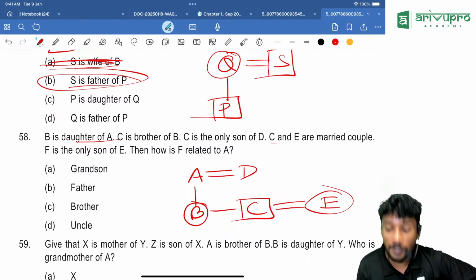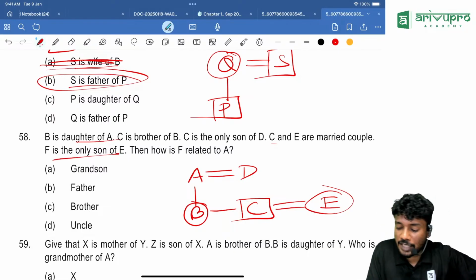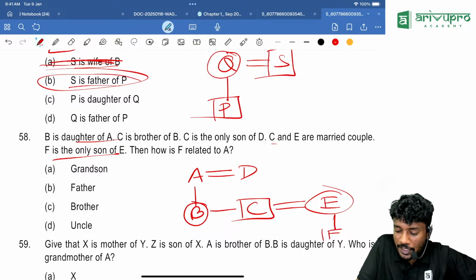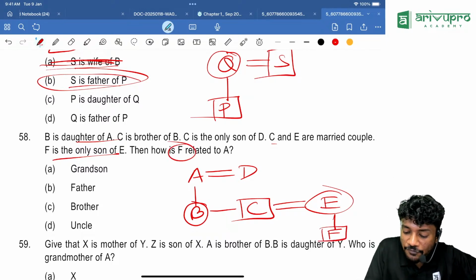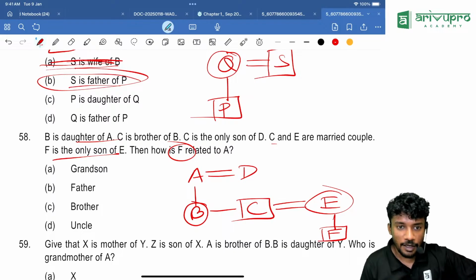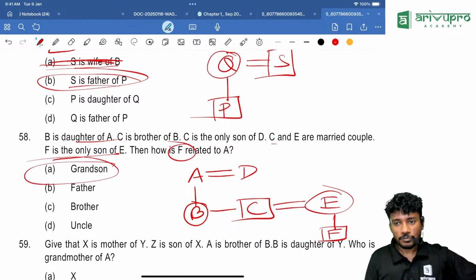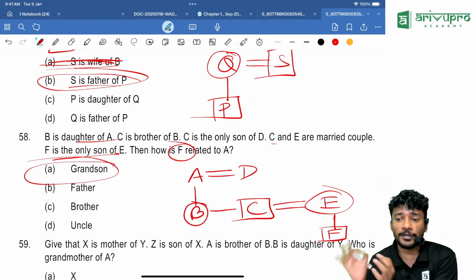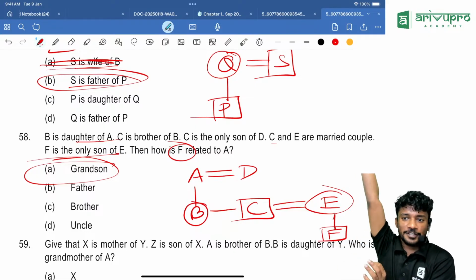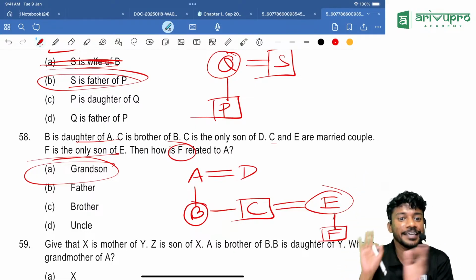Male or female? Female. Then F is the son of E. F is over here and is the son. How is F related to A? Grandson. How is Arjun Tendulkar related to Ramesh? Grandson. Got it? Same approach.